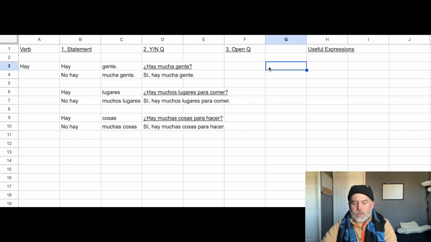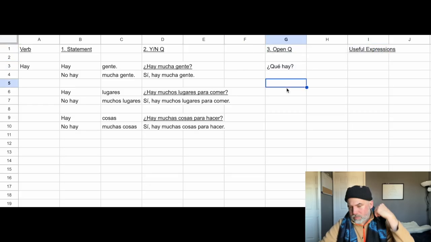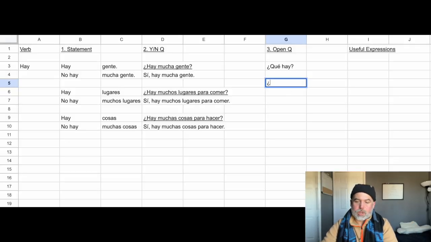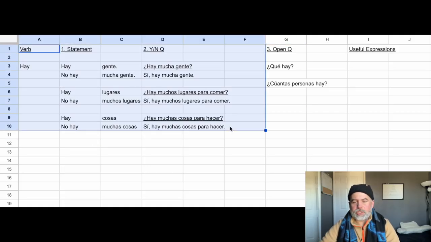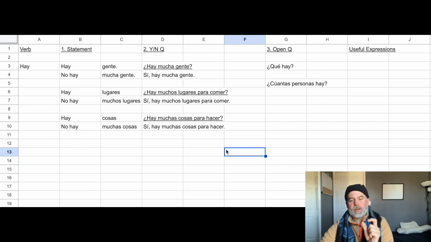Get one open-ended question. What's up? What's there? What's around? ¿Qué hay? ¿Cuántas personas hay? How many persons are there? ¿Cuántas personas hay? I think that's it. That's the smallest thing that we can say about this that gives you everything you need.